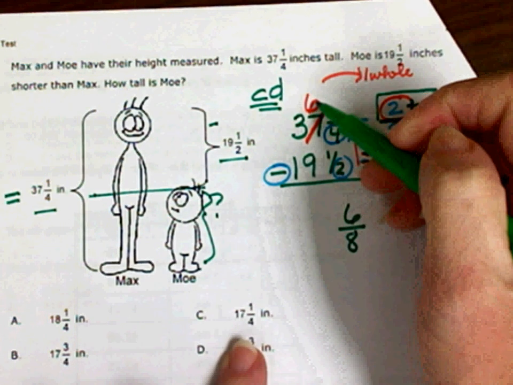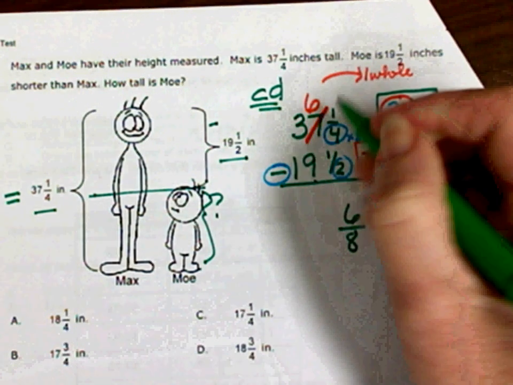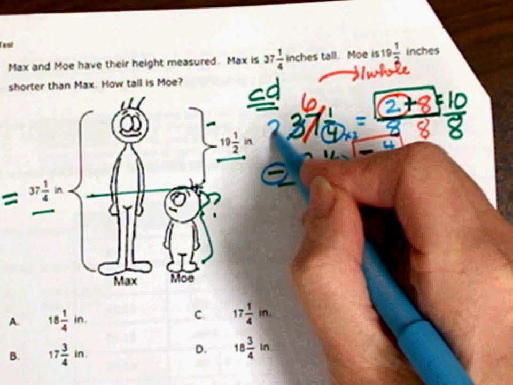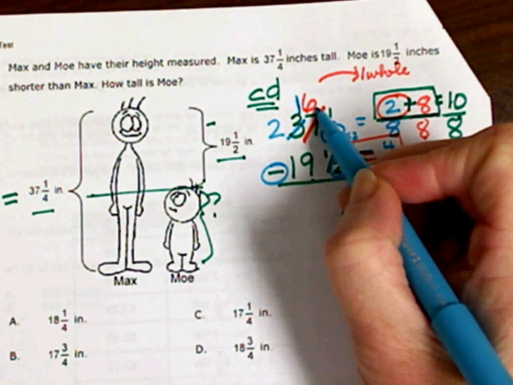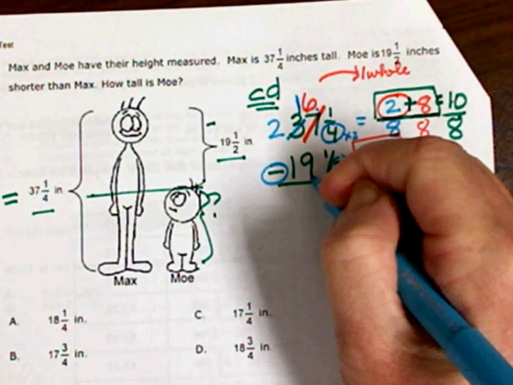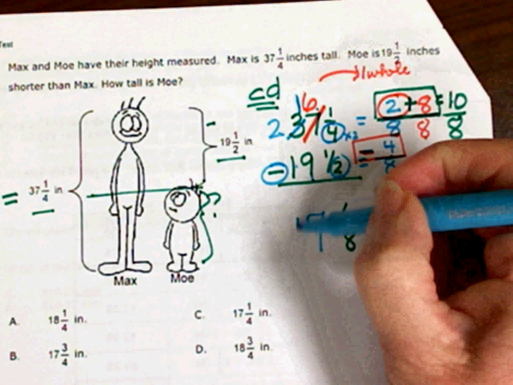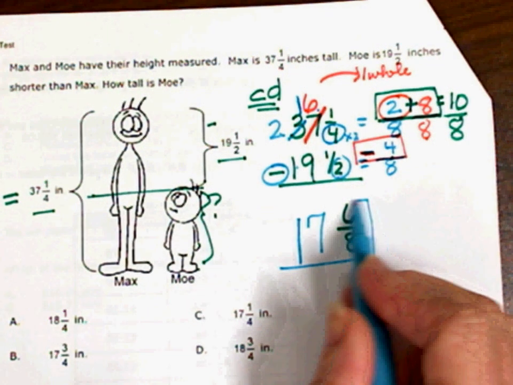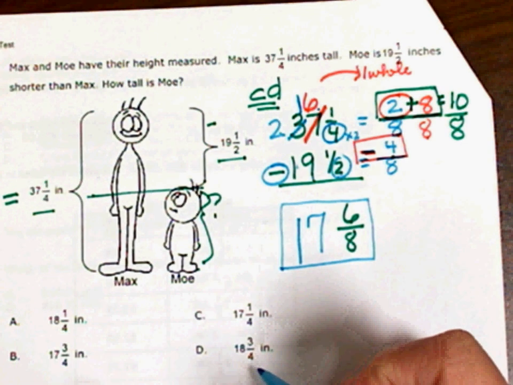And that would be 6 eighths. And then subtracting my whole numbers, 6 take away 9. See, I can't do that. I have to borrow. So I'm going to borrow from my 3. That gives me a 2. And the 1 whole I borrowed makes him a 16. 16 take away 9 is going to leave me with 7. And 2 take away 1 is my 1. So I'm looking at my answer going 17 6/8, but I don't see that answer down here.